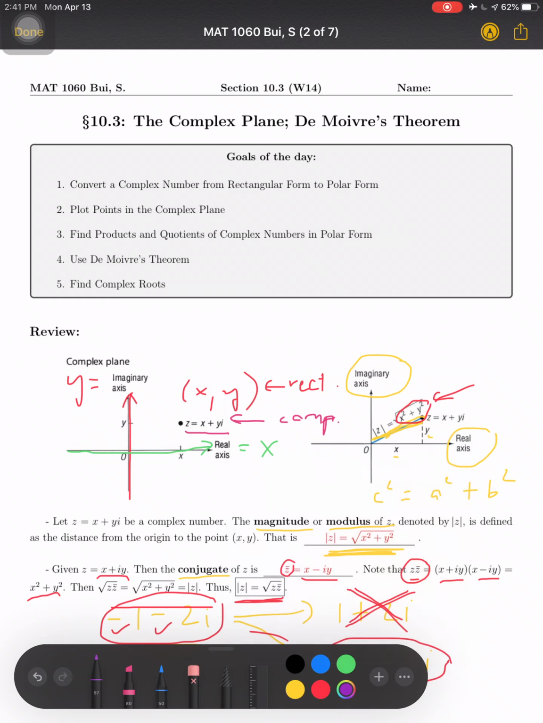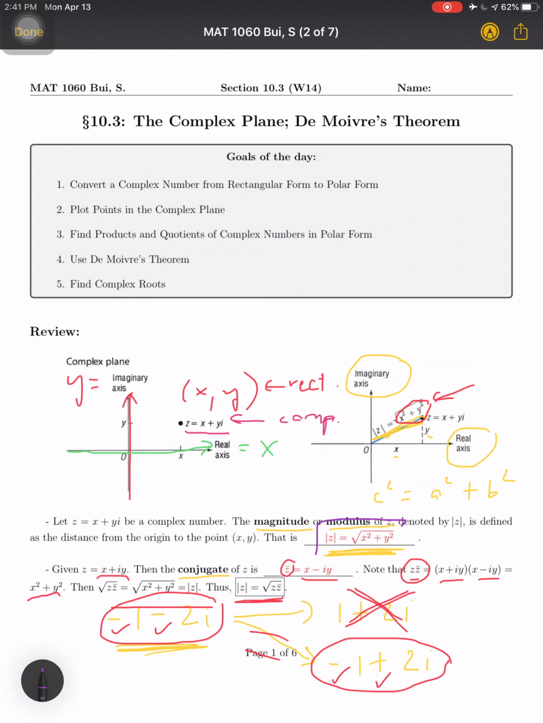Okay, so the two formulas that I want you guys to remember is first this formula in here where we have the magnitude of z equal to the square root of x squared plus y squared. And the second formula I want you guys to remember is the magnitude of z also equals the square root of z times z bar.